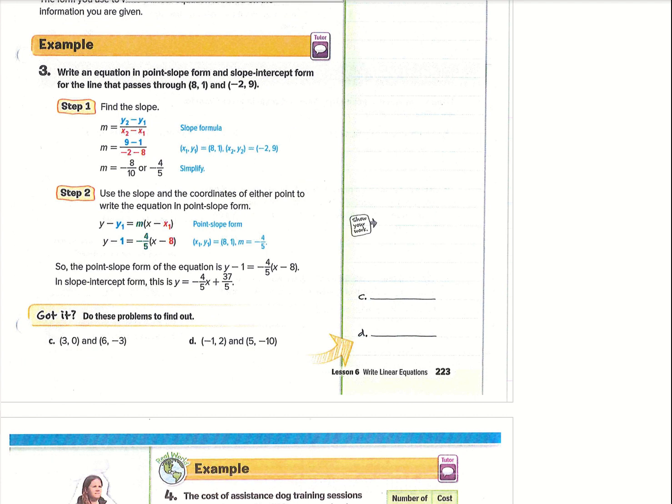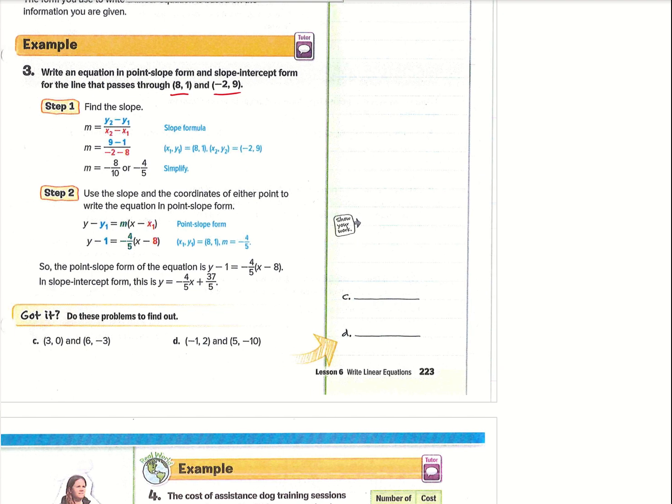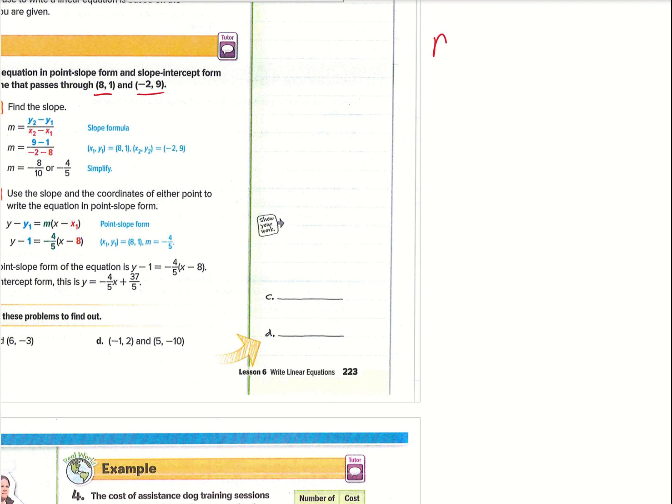The difference is instead of getting a slope in one point, we get 2 points that we have to find the slope from. All right, so it's just an extra step onto what we just did. Okay, so our points, we're going to call them A and B. You don't have to, but that's what I'm going to call them. All right, so our point A will be (8, 1). Our point B will be (-2, 9).